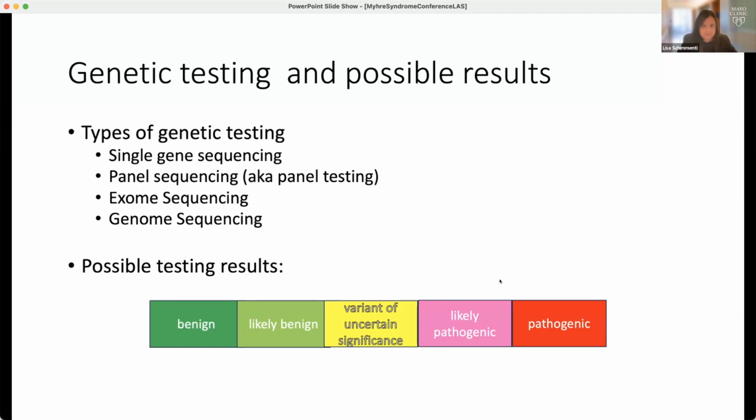And then it's not infrequent that suddenly you see a list of variants of uncertain significance in the report. And these variants are gene sequences that are different than what we expect to see in that DNA, but there's not enough evidence to support that that variant is causing a condition or not. And some of you may have experienced this when you received your genetic testing results.